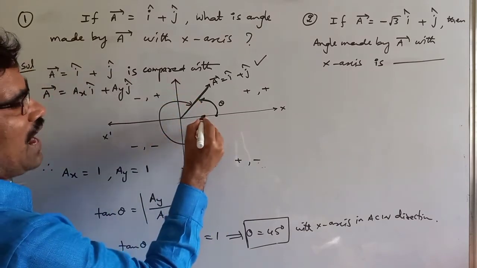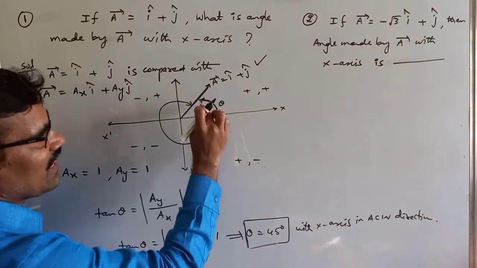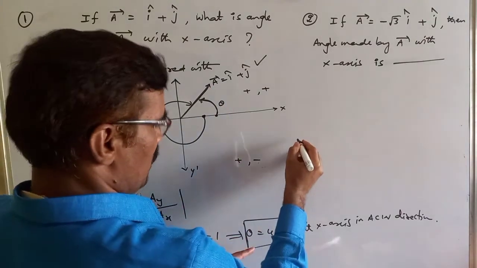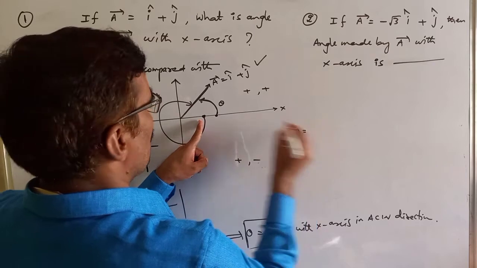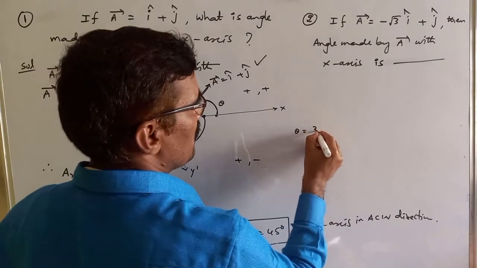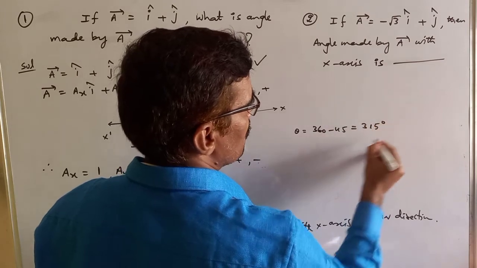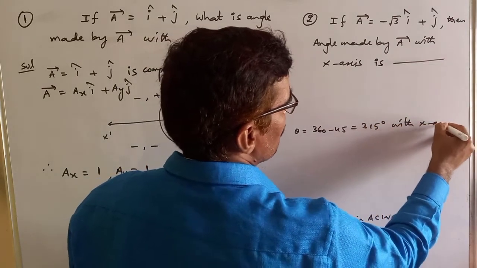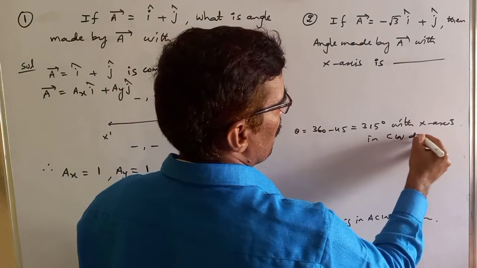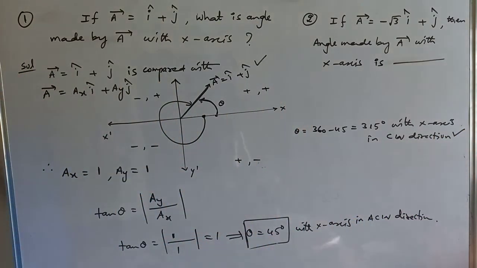Clockwise is that one. So the angle made by the vector with the x-axis clockwise: here a complete rotation is 360, so 360 minus 45, that is 315 degrees with the x-axis in the clockwise direction. Then next beta.